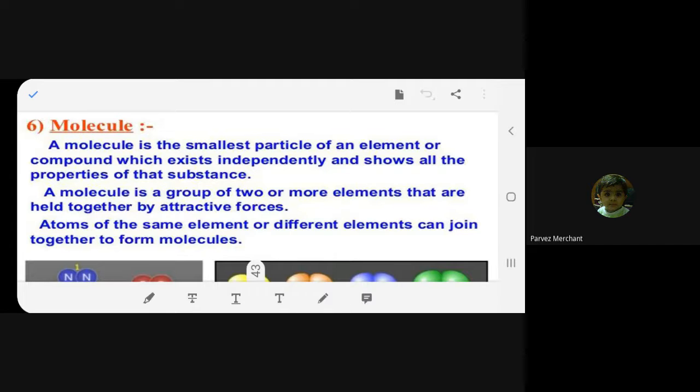Number 6. Molecule. A molecule is the smallest particle of an element or compound which exists independently and shows all the properties of that substance. A molecule is a group of two or more elements that are held together by attractive forces. Atoms of the same element or different elements can join together to form molecules. Now from this slide, what extra information did you get, or is it the same? Whatever we learned so far, is it the same or is there some extra information which you can add?